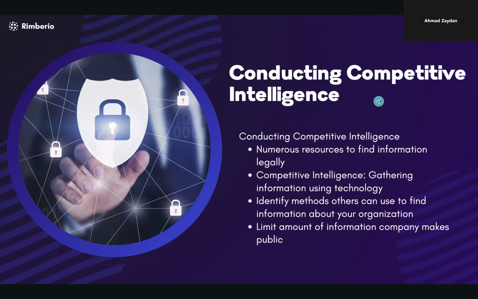And then conducting competitive intelligence, such as using numerous resources to find information legally. Basic competitive intelligence is gathering information using technology. And again, there are numerous resources online where you can get information legally. And then I try to identify methods others can use to find information about your organization and limit the amount of information the company makes public.